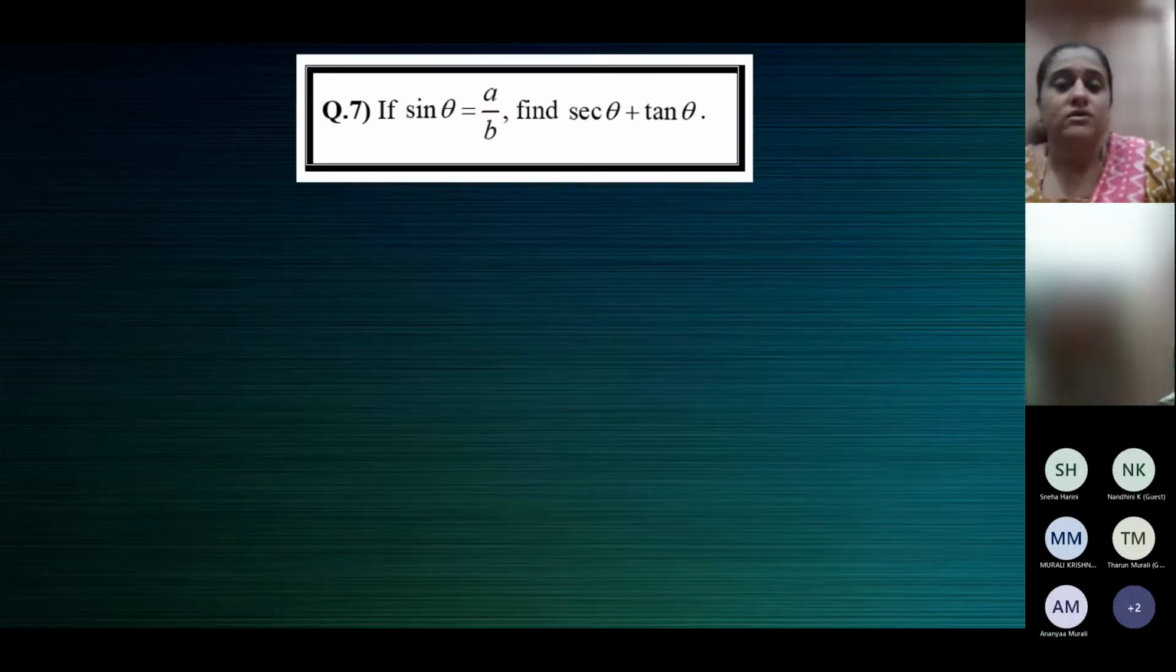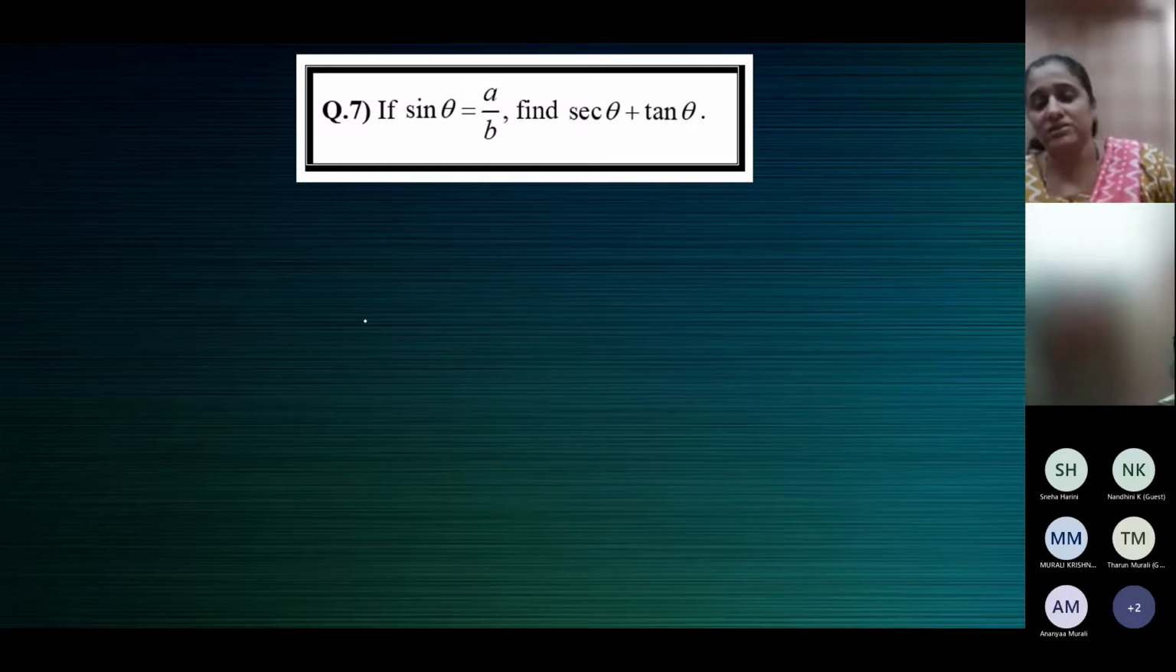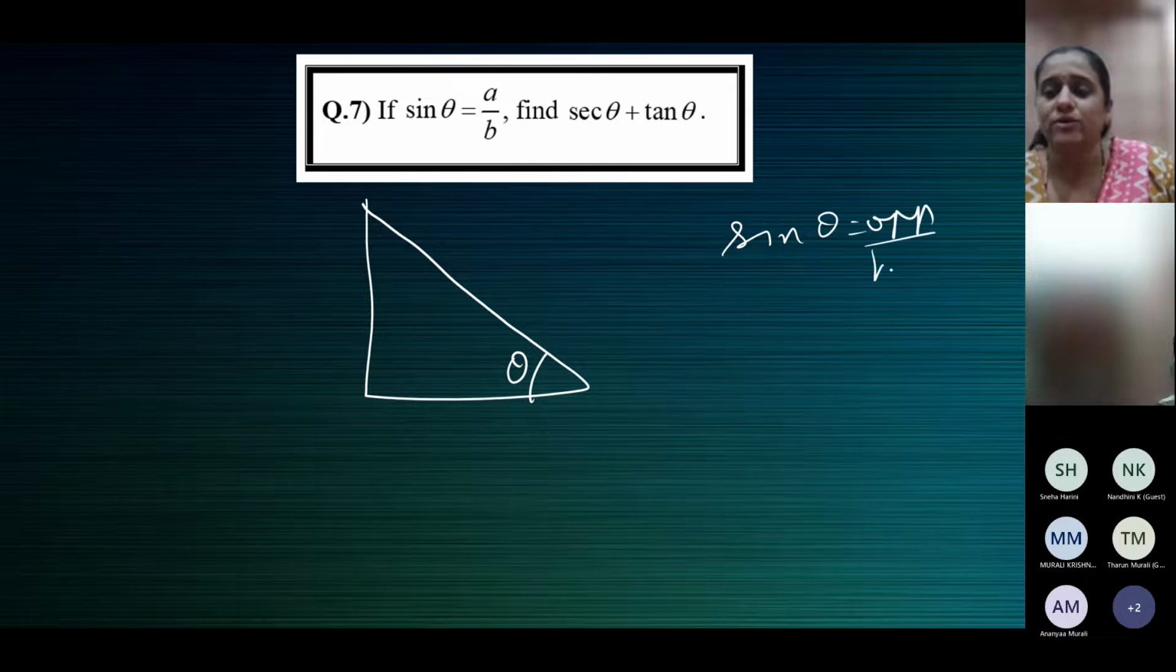So here, if sine theta is equal to A by B, find secant theta plus tan theta. Again, we are given the value of one trigonometric ratio. Sine theta is equal to A by B. Use a right triangle. Mark one of the acute angles as theta. Sine theta connects the opposite side and the hypotenuse, and that's given to be A by B.